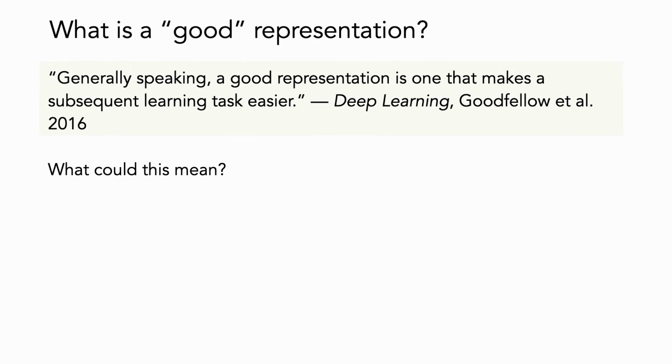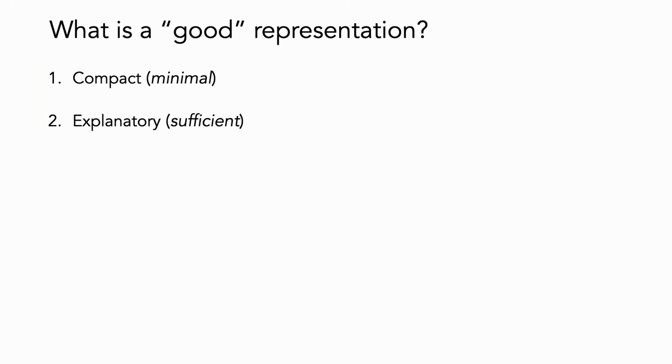Goodfellow, back in 2016, said that generally speaking, a good representation is one that makes a subsequent learning task easier. That's exactly what you were trying to get at. And so what could that mean? What is a good representation? One framing of this is explicitly what we were just trying to capture. A good representation is both compact, which means it's not too big. We don't want more capacity than we actually need. This is getting at that efficiency angle.